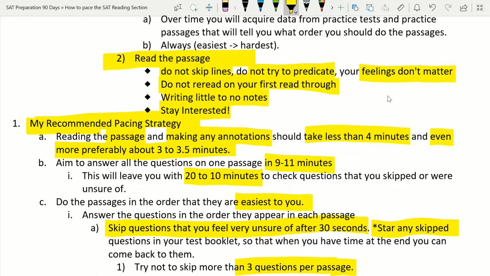So if you're going to skip those 3 questions on each passage, make sure that you're getting it done in 9 minutes. If you're not skipping any questions, or you're only skipping 1 question per passage, then getting it done in 11 minutes is perfectly fine. So understand that sort of correlation there. That can be very useful. So keep that in mind.